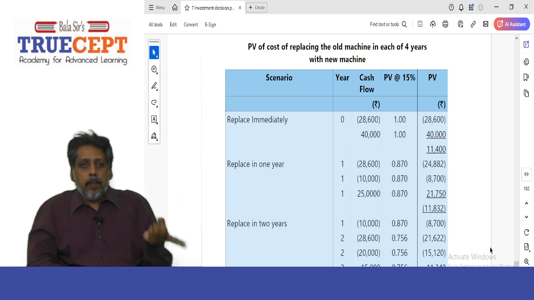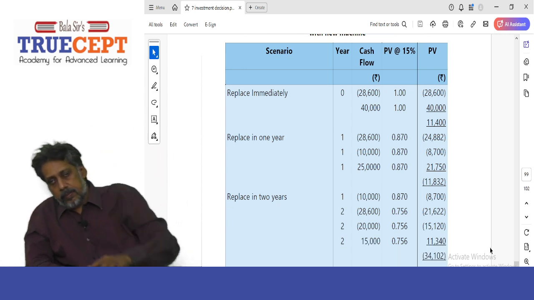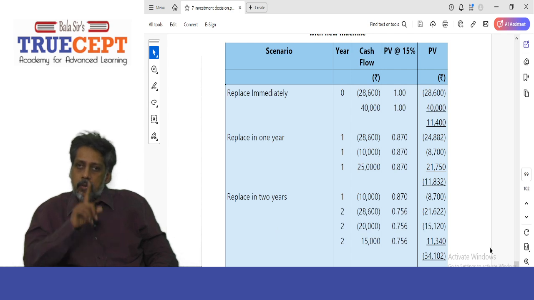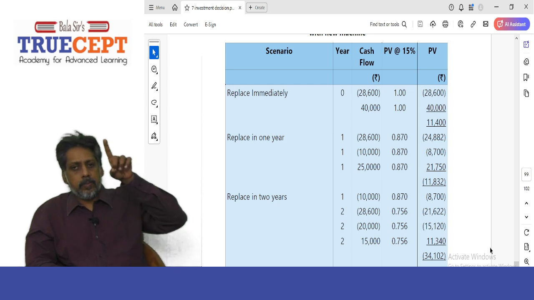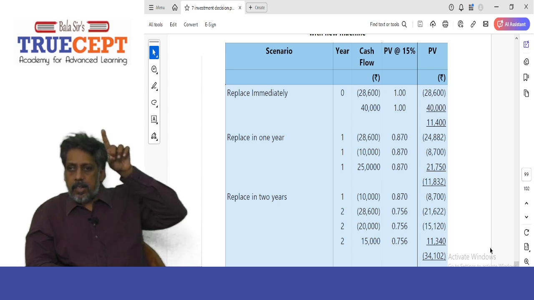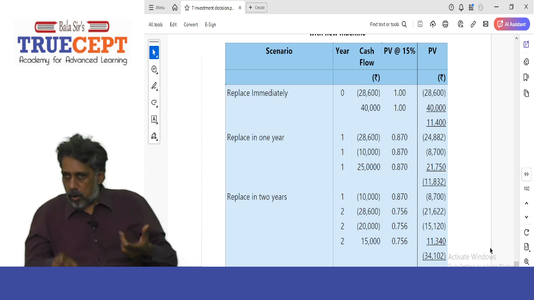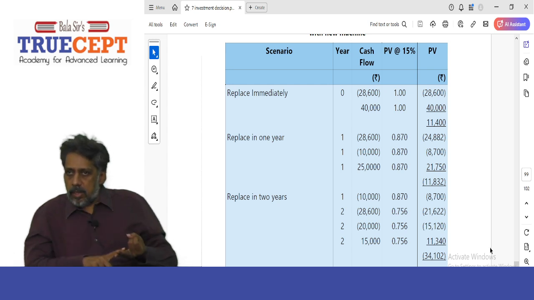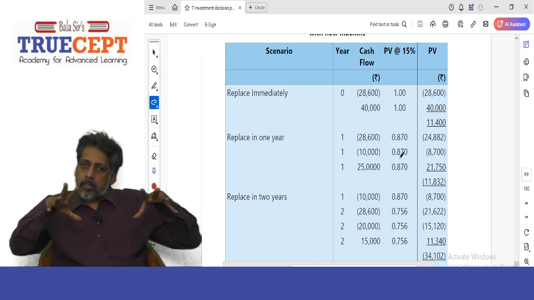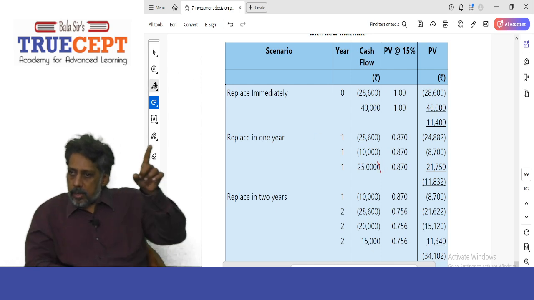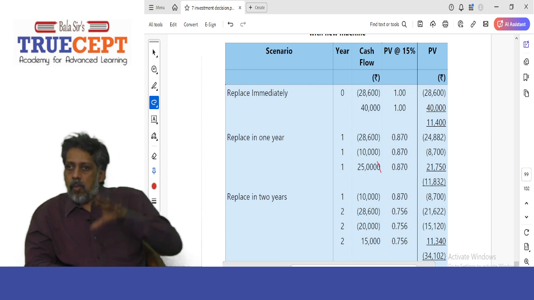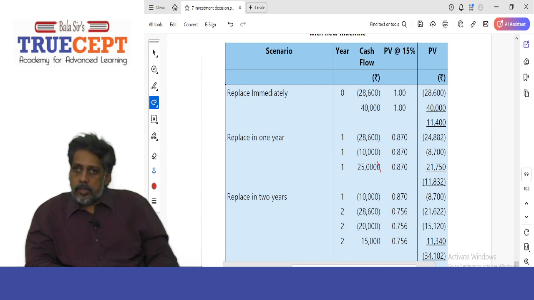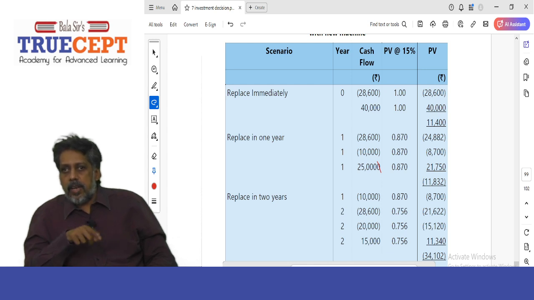Now, what if you replace at the end of first year? Then what you're going to do is, rupees 10,000 is a maintenance cost, outflow. And then rupees 25,000 is a salvage value of the existing machine, right? 25,000? Yes, sir. Okay. And also, when you throw this old machine out and buy the new machine, what is the per annum cost we will be incurring to run the new machine? 28,600 is the equated annual cost.